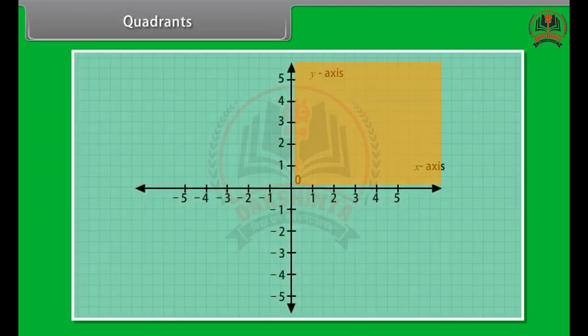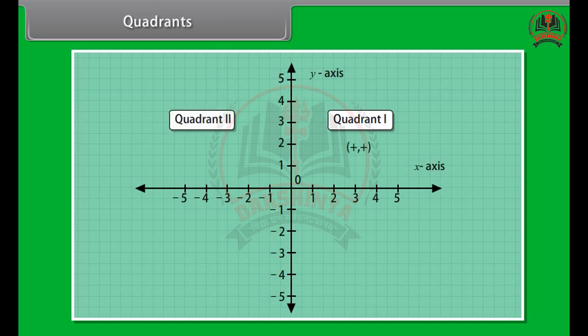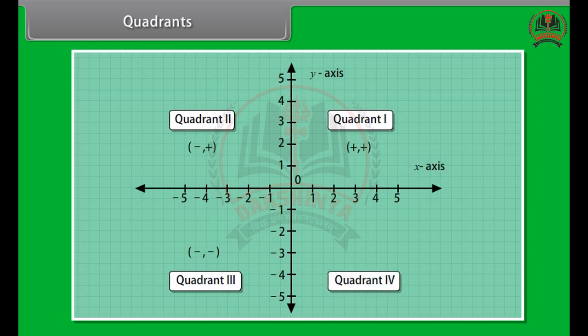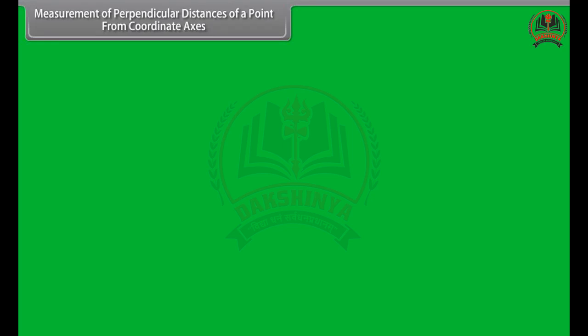Quadrants. The axis divides the plane into 4 quadrants. In quadrant 1, x and y are positive. In quadrant 2, x is negative but y is positive. In quadrant 3, x and y are negative. In quadrant 4, x is positive but y is negative. Measurement of perpendicular distances of a point from coordinate axes.